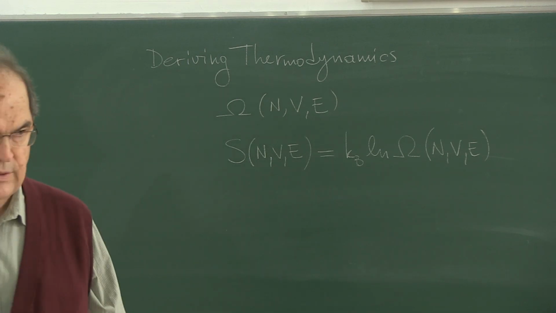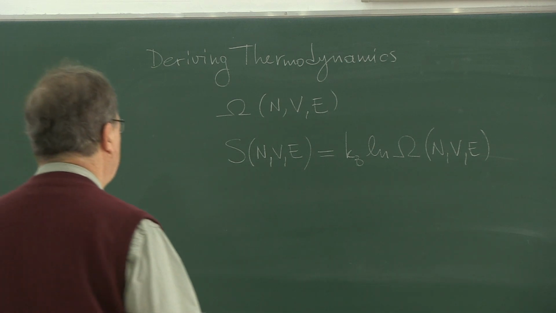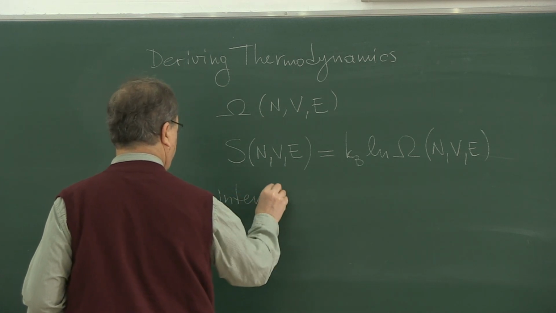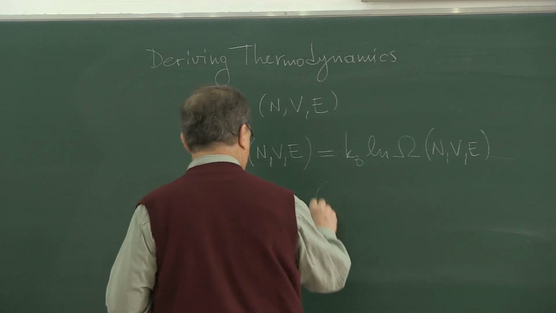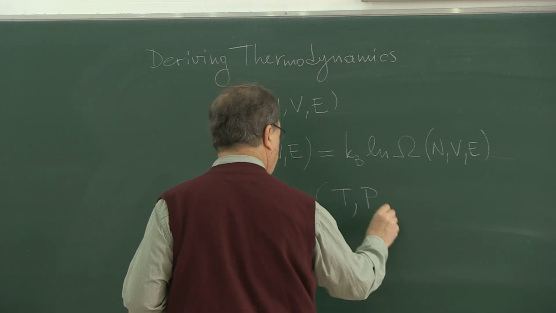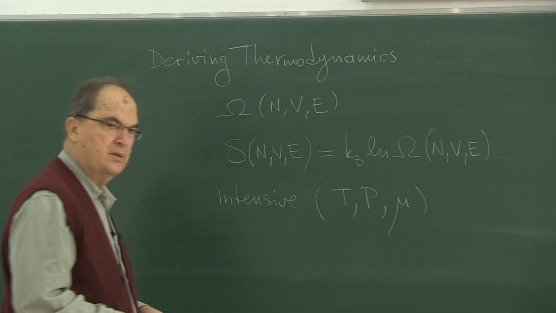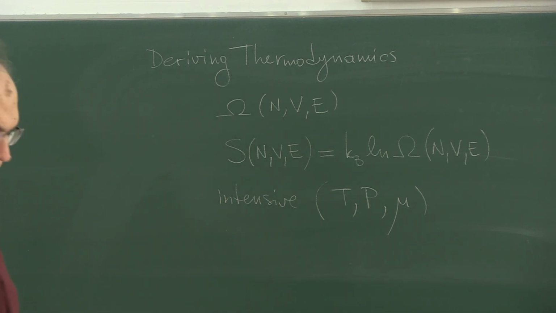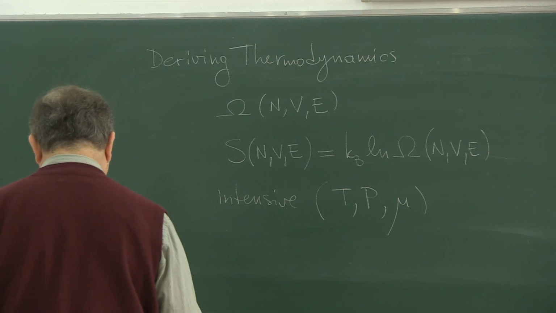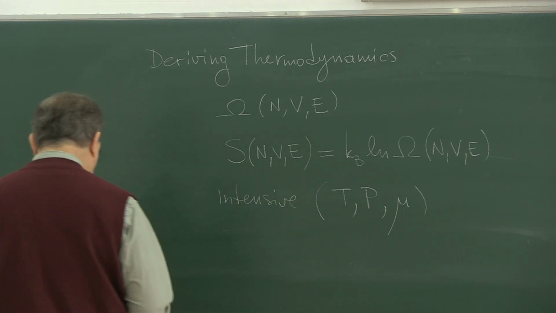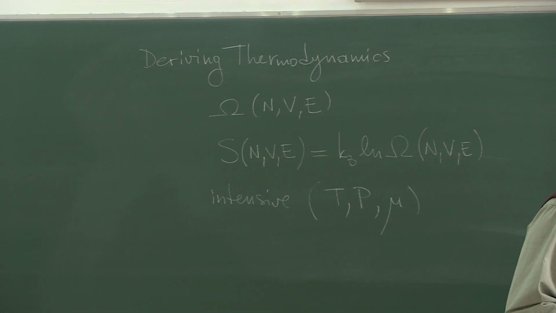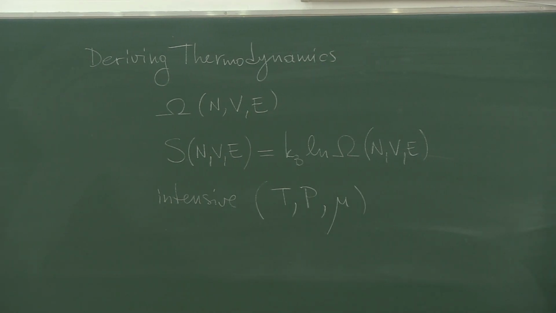Now let's take the intensive variables as temperature, pressure, and chemical potential. The last thing, the chemical potential, we have defined in the previous lecture. Of course, you can get the pressure, temperature, and chemical potential from the entropy.